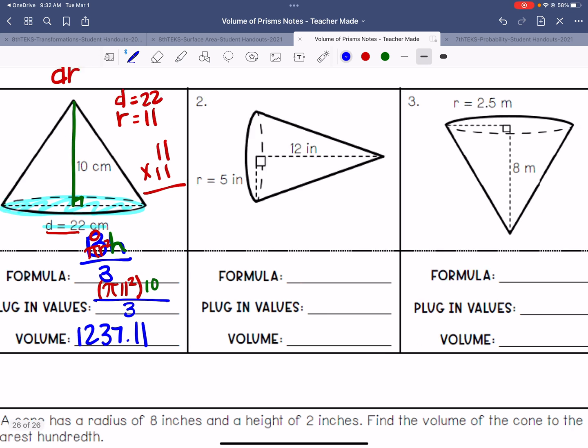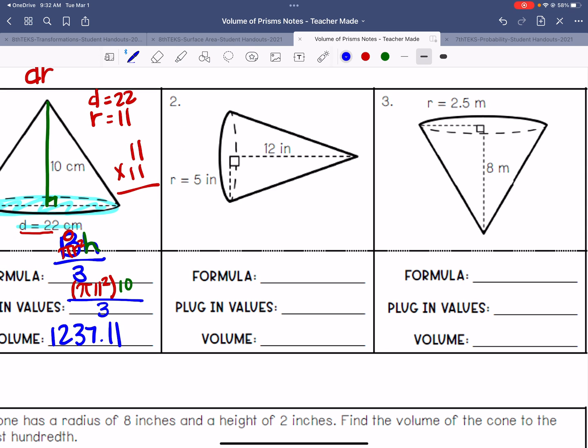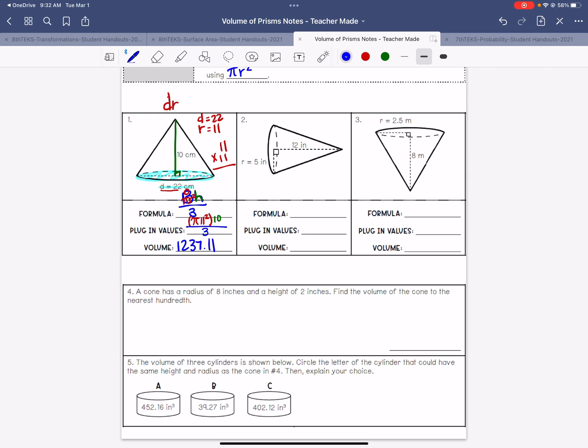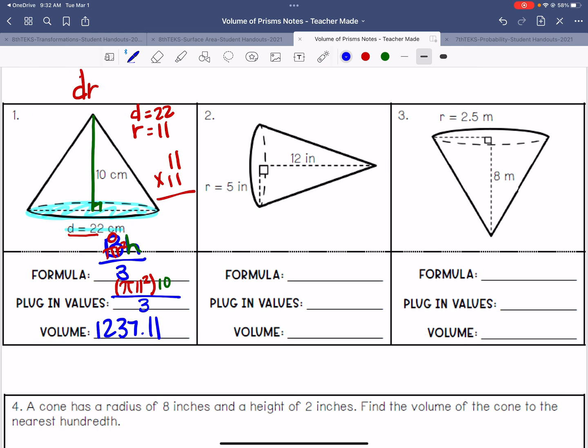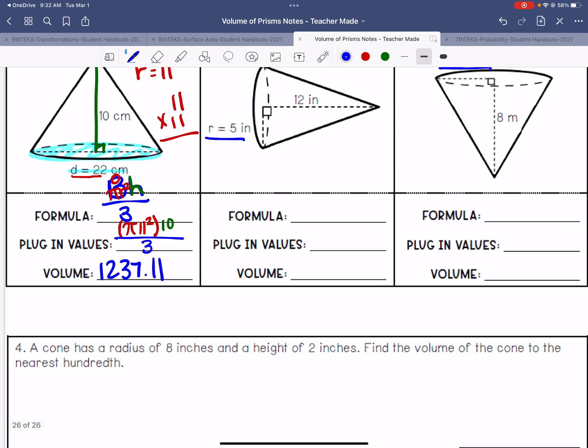Okay, I want you to go ahead and try the next two on your own. Actually, you're going to end up doing the rest of this page on your own. I am going to read questions 4 and 5 to you just to make sure you understand what it's asking. But I want you to try these next two. It already gives you your radius. So you don't have to worry about that. You don't have to worry about finding it from the diameter.